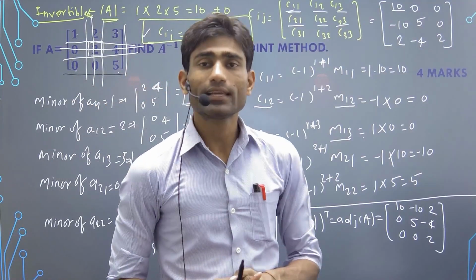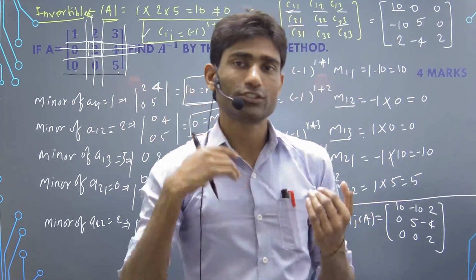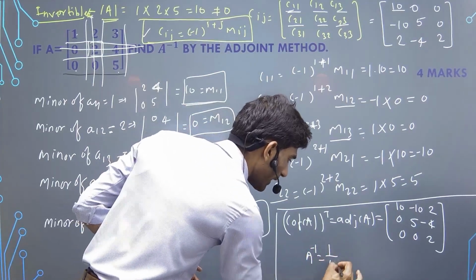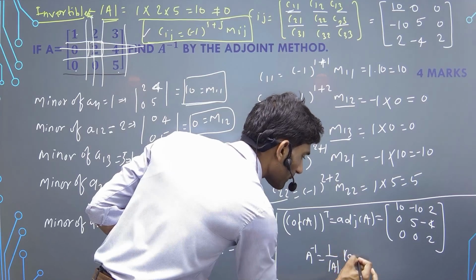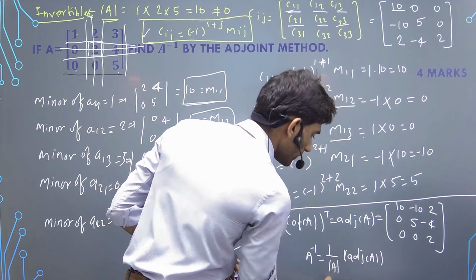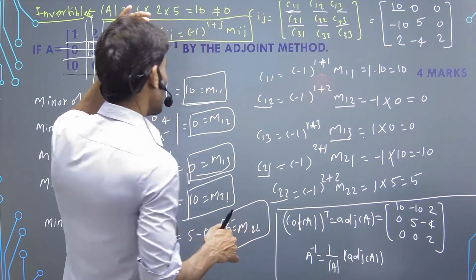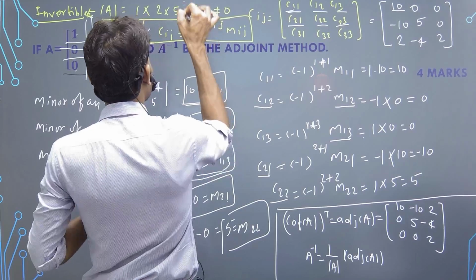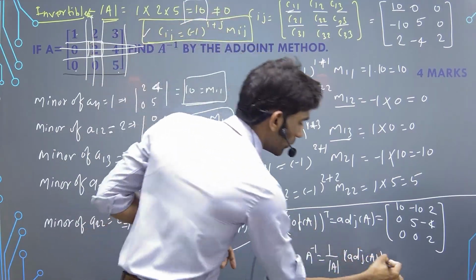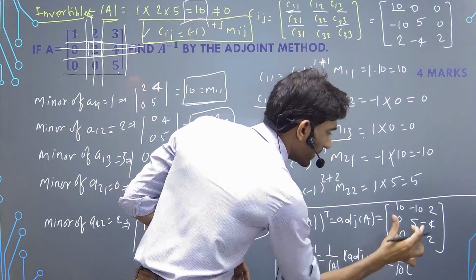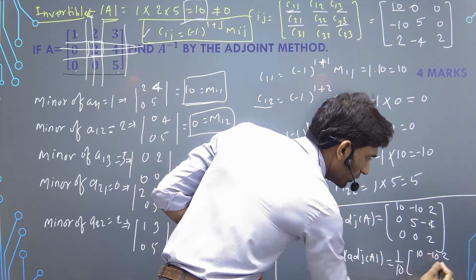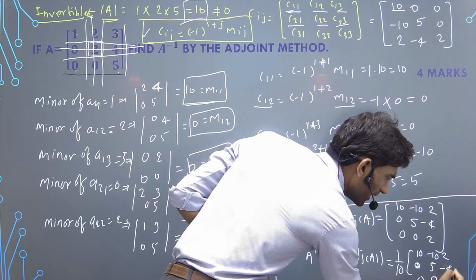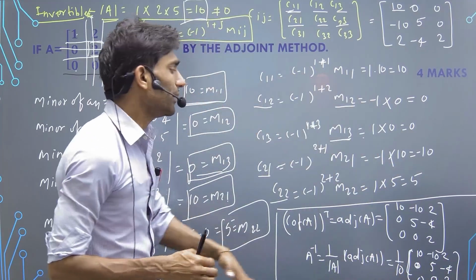Now for finding the inverse, we use 1 upon determinant of A into adjoint of A. So A inverse we can write as 1 upon determinant of A into adjoint of A. What is 1 upon determinant of A? The determinant of A we found earlier, which is 10. So we'll get 1 upon 10 multiplied by the adjoint of the matrix: 10 0 0, minus 10 5 0, 2 minus 4 2. So this is our required inverse of our matrix.